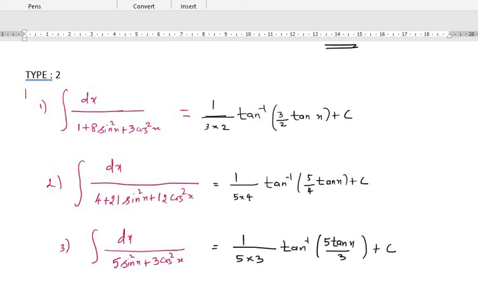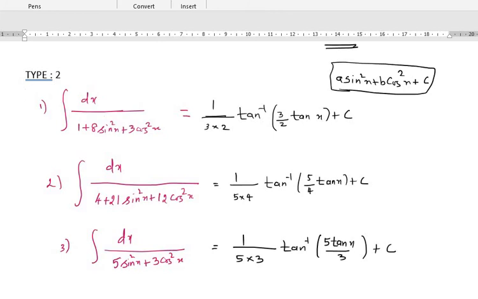See, it's very easy. First you consider these types of questions. See, consider the given denominator, of the form a sine square x plus b cos square x plus c. If you have this form in the denominator, only then can I just apply this formula.